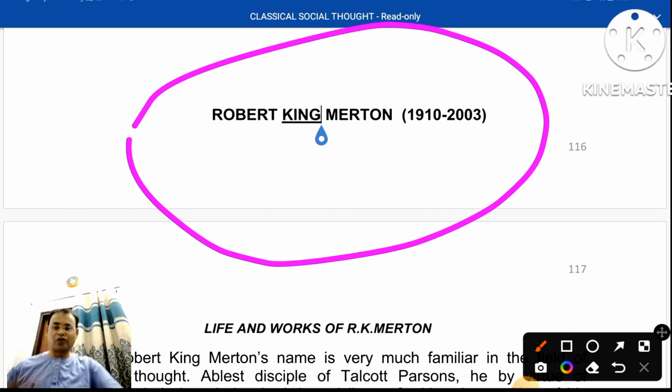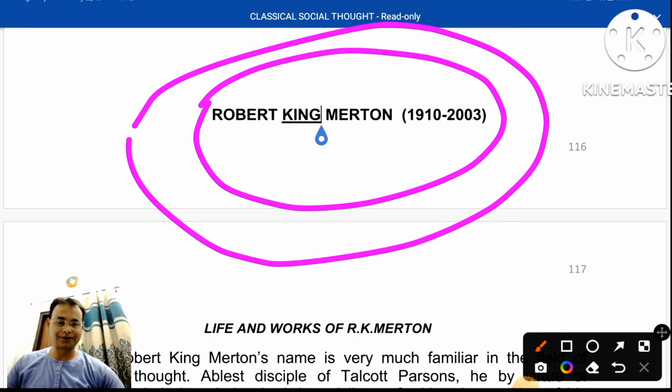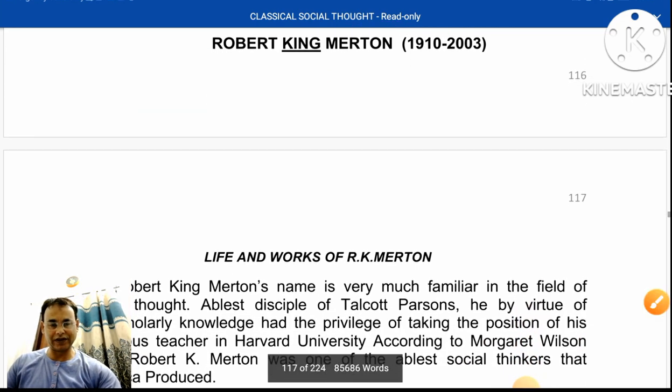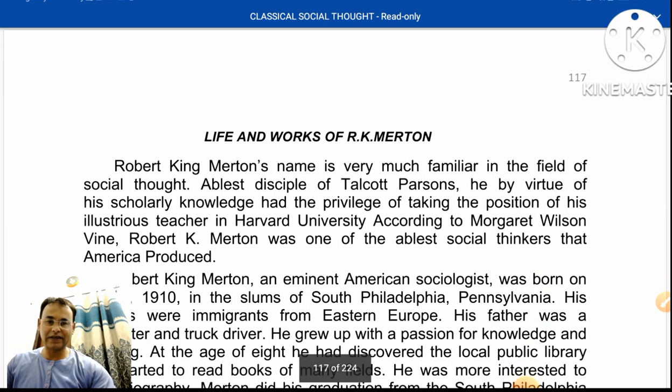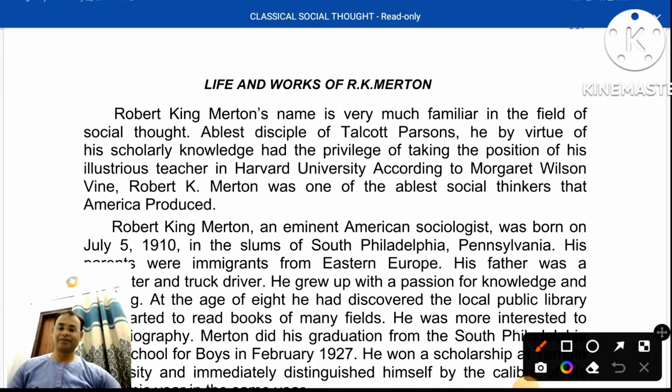We will come to know about Robert Kingsley Merton, R.K. Merton, an American sociologist and functionalist. He explained the functional theory and has given many concepts: function, dysfunction, and non-function, manifest function, manifest dysfunction, latent function, and latent dysfunction. These are very important.